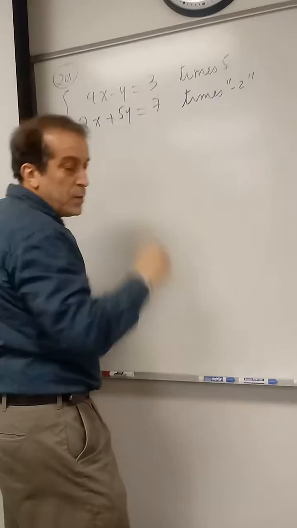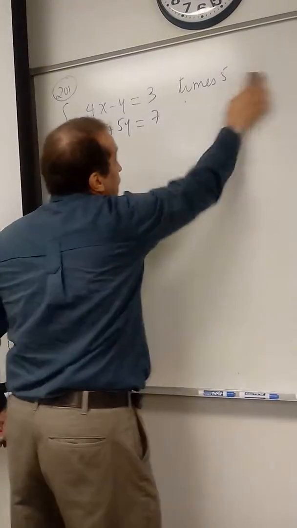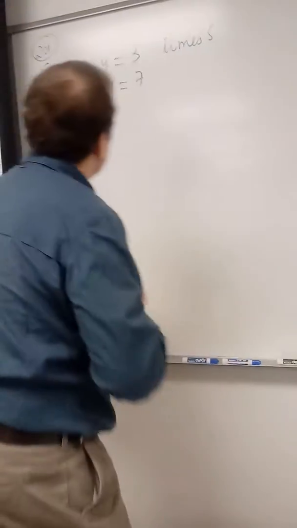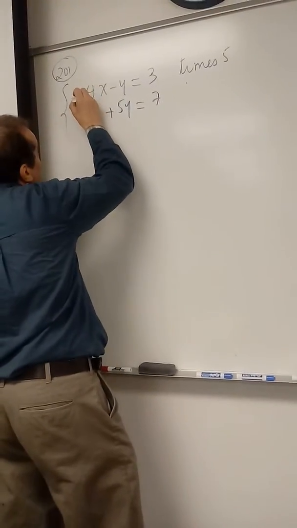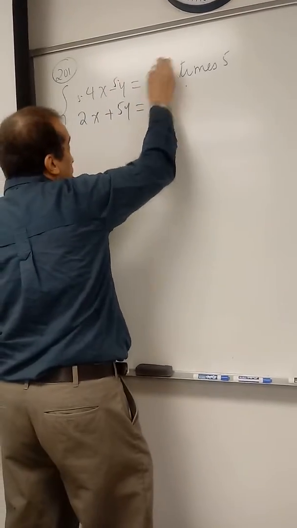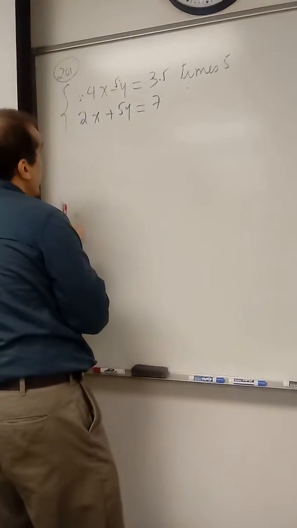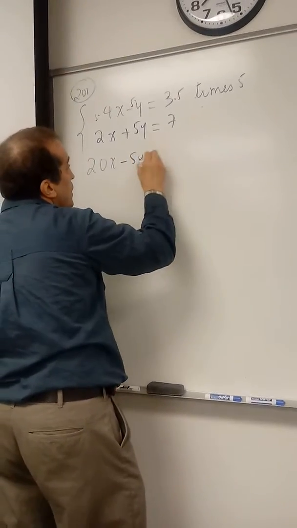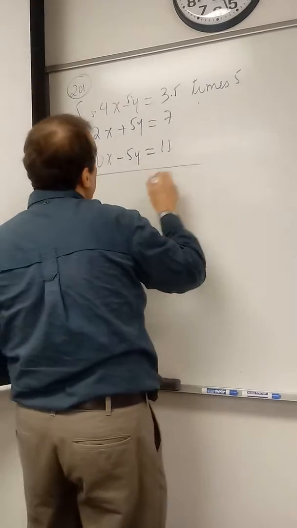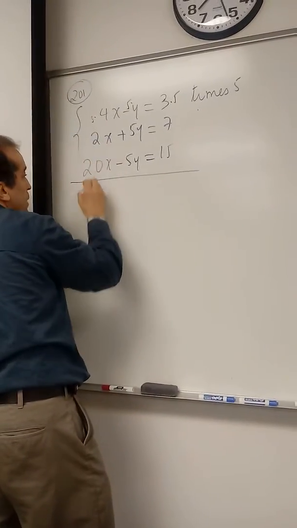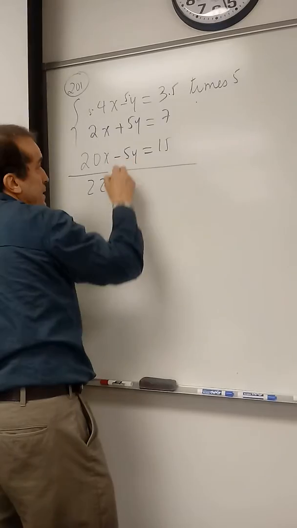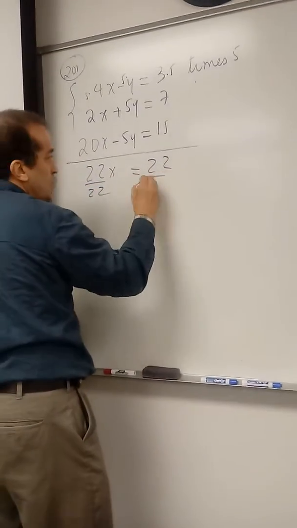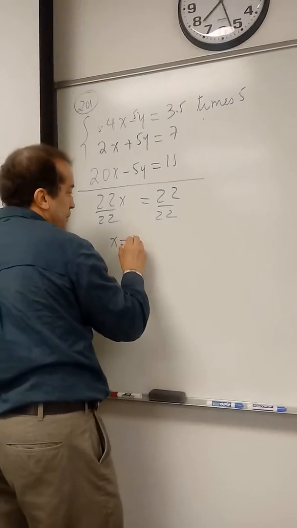Okay, let's multiply the first equation by 5. Make sure every one of these numbers is multiplied by 5. So times 5, times 5, times 5. And that will give us 20x minus 5y equals 15. Add these equations. 2x plus 20x is 22x. The y's cancel. 7 plus 15 is 22. Divide both sides by 22, and that gives you x equals 1.